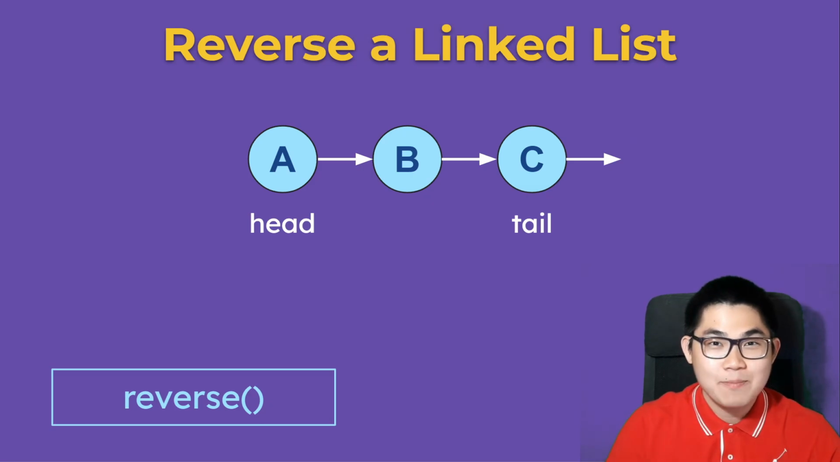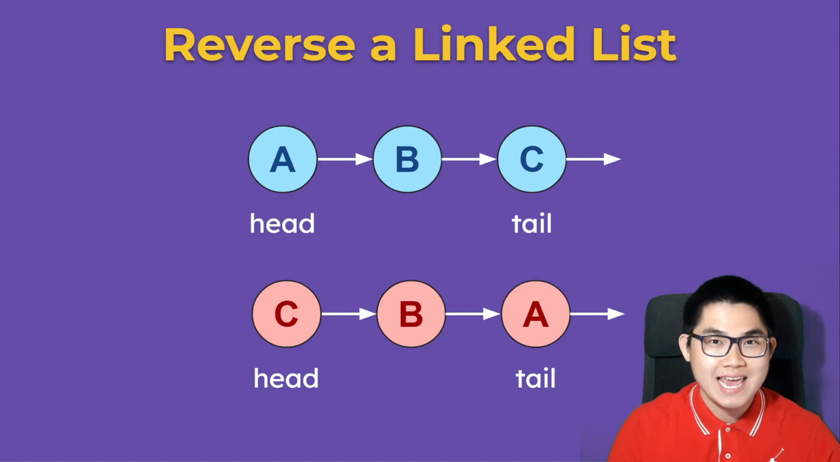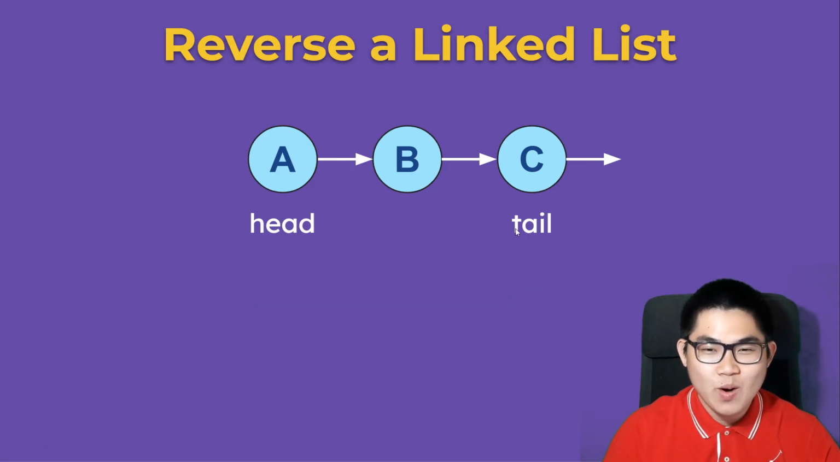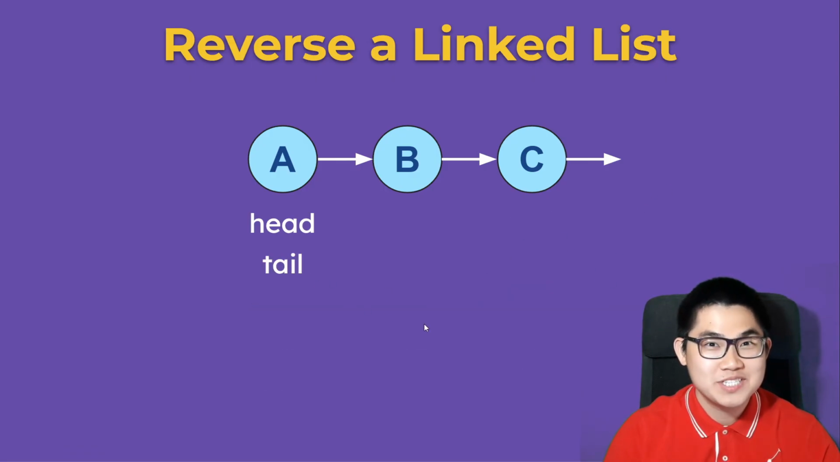In this video, I'm going to show you how to reverse a singly linked list. So here we have A, B, and C, and our goal is to turn it into C, B, and A. The first step is to point tail to the head, and you will see why later on.